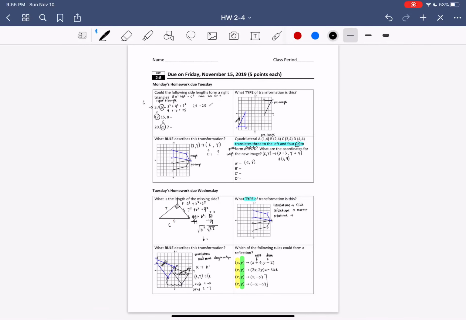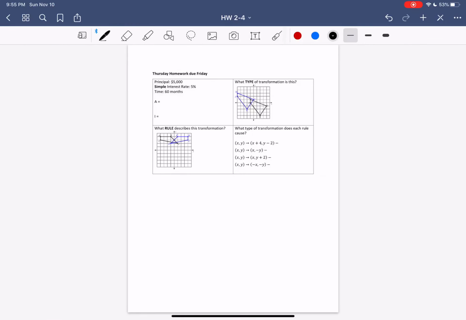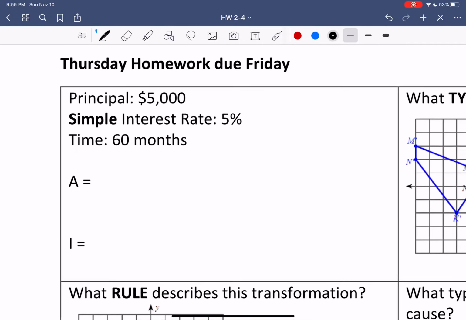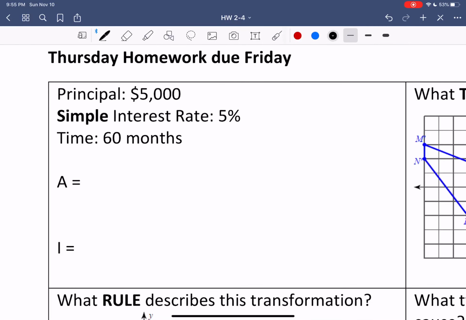Alright, there's that page, and we only have one more day of homework since we have our test this week. We're going to fall back into our lovely interest. So in this case, they're asking for simple interest, which is our formula I equals PRT.